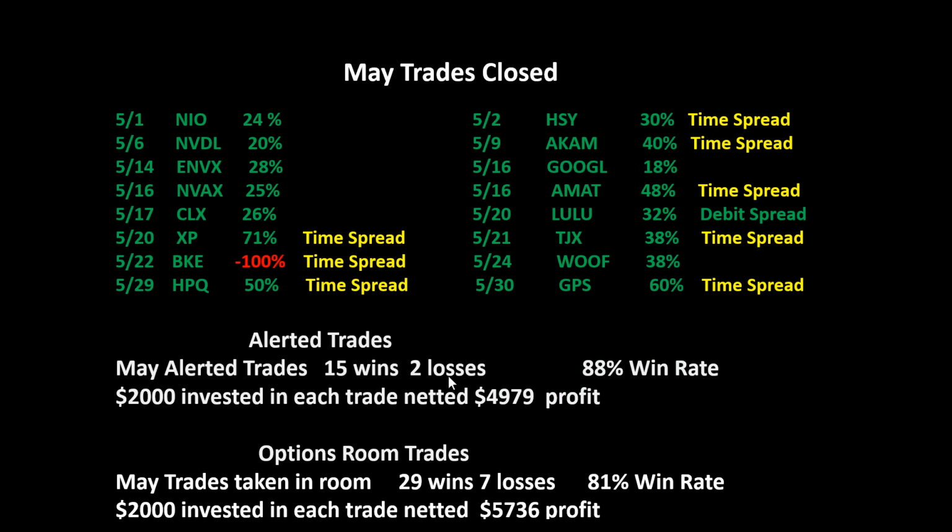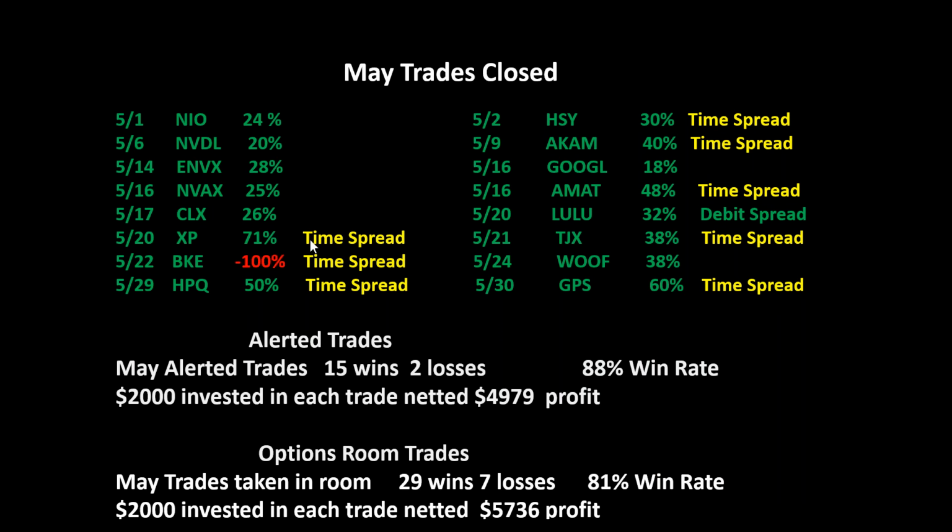The alerted trades, 15 wins and 2 losses, 88% win rate, 49.79 in May. On the options room, we had 29 wins and 7 losses. In the room itself, 81% win rate, kind of low. 2,000 invested, netted 57.36. Notice the profitability was pretty close between the options room and the alert service. But again, we had a couple of losses that took us down a little bit, but we still had a nice month.